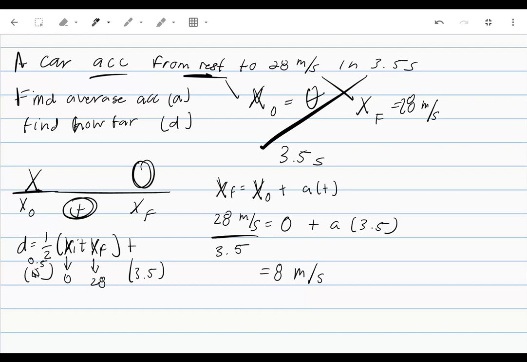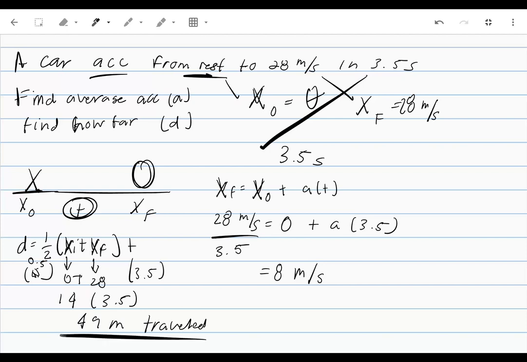And then in order to solve for your distance, you can just go in order, but since they're all multiplying, it should be easier. So it'd be 0.5 times the total of 28, which would give you 14, and then 14 times 3.5 seconds, you get a total of 49 meters traveled.